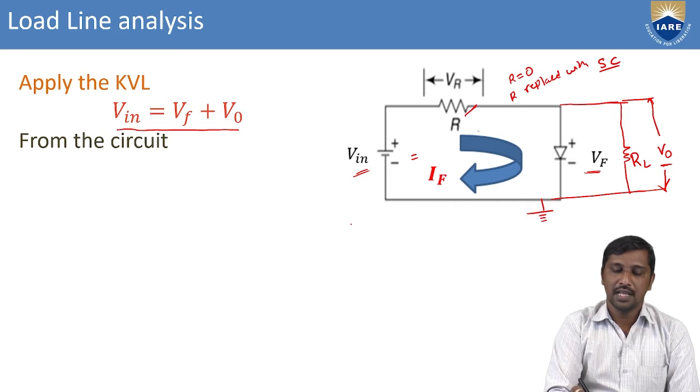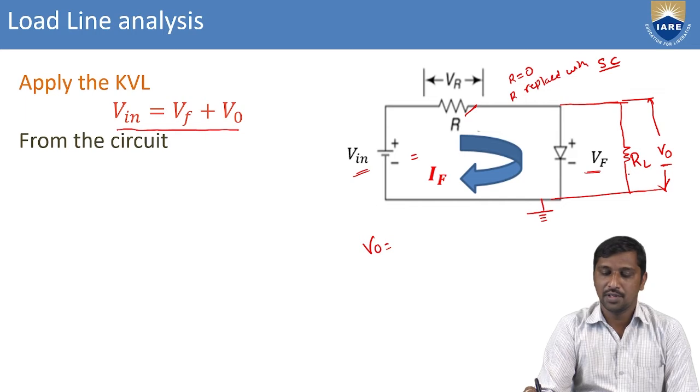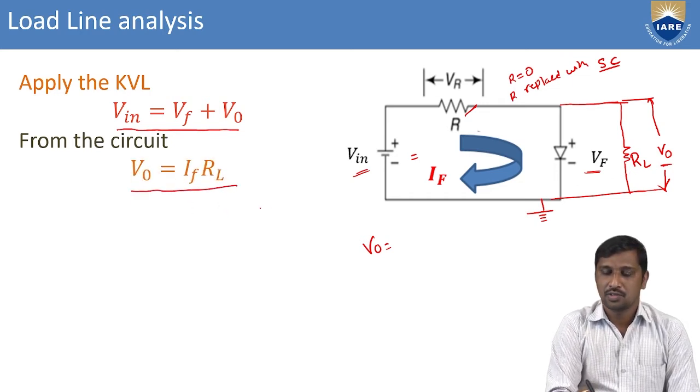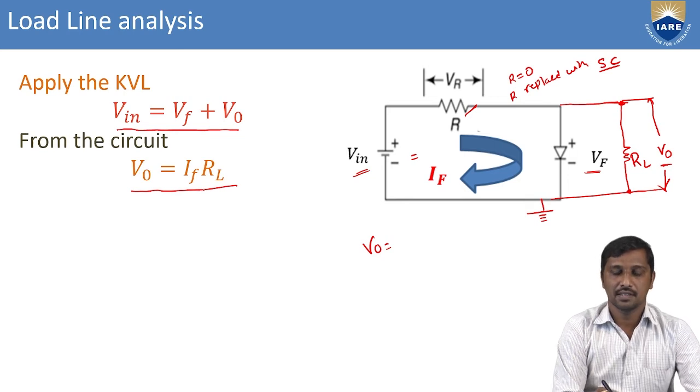So from this circuit, I am going to write, what is V naught? Which current is flowing here? The IF current, across the resistance RL. So at this point, we calculate the output voltage across the load resistance, and through this load resistance the diode forward current is flowing. Hence, V naught is represented as IF into RL.